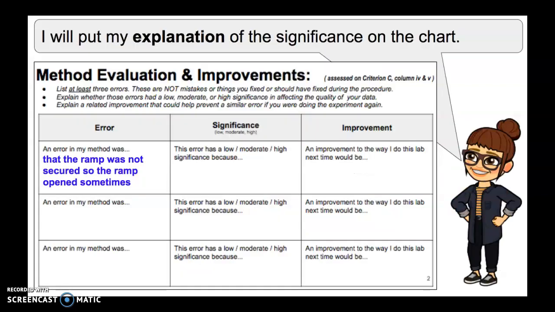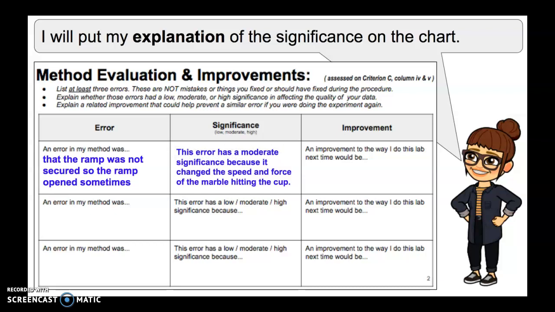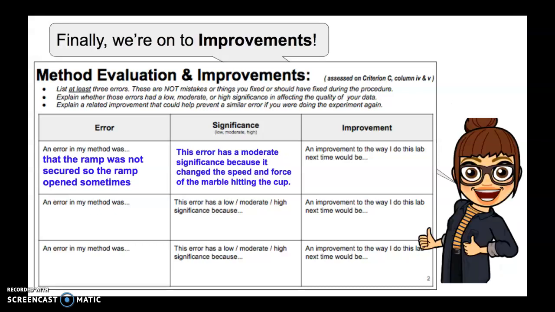So I'm going to put that explanation here on my chart, and I say this error has moderate significance because it changed the speed and force of the marble hitting the cup. So again, I'm saying, is it low, moderate, or high? Well, I decide it's moderate, and then I'm briefly explaining why I think it's moderate. It changed the speed and the force of the marble hitting the cup, so that's going to affect my data.